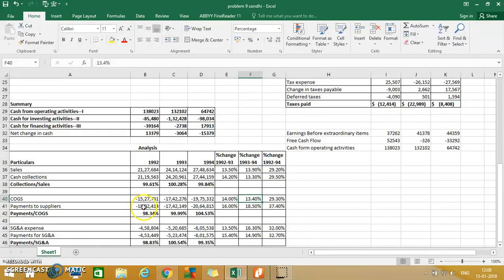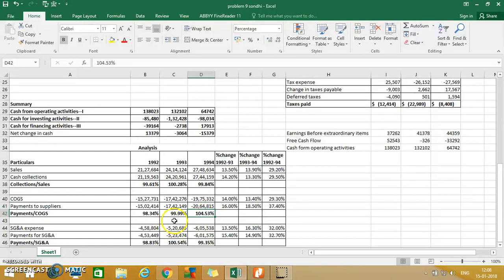While you look at the payments to the suppliers, the payment to the supplier is almost 98%, then it has gone to 99% when I calculate the payment made to the cost of goods sold. And in the case of the year 94, you are paying excess, you are paying 104%. Now this is something which is a cause of worry. When you are paying more, it is something that you are not able to bargain with your suppliers about the payment part.